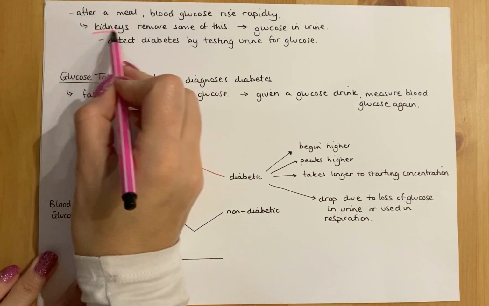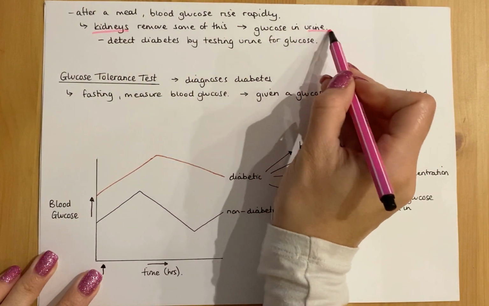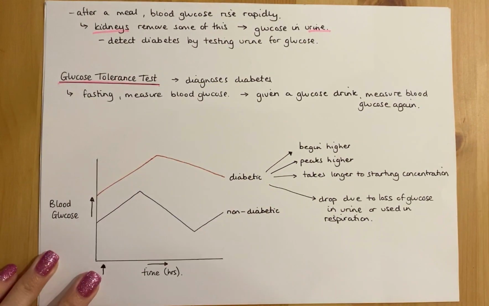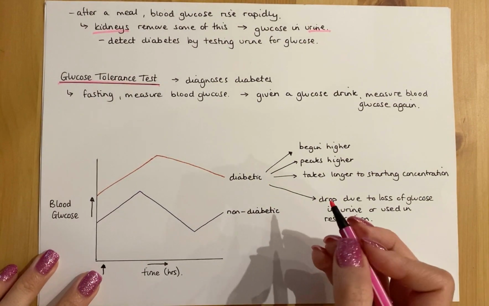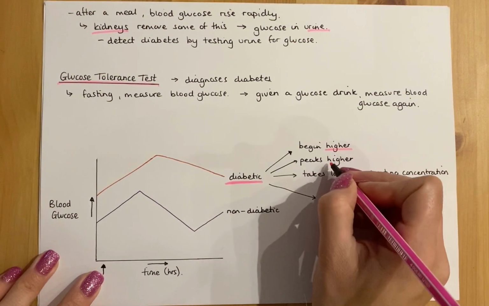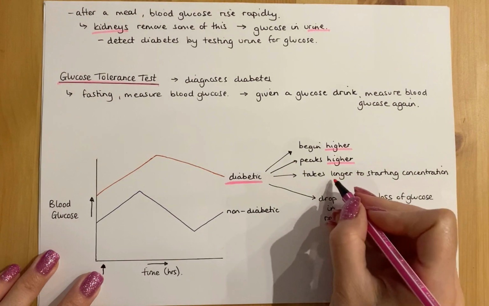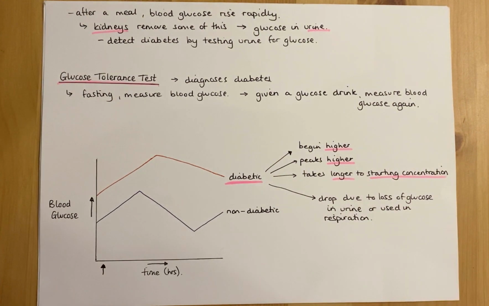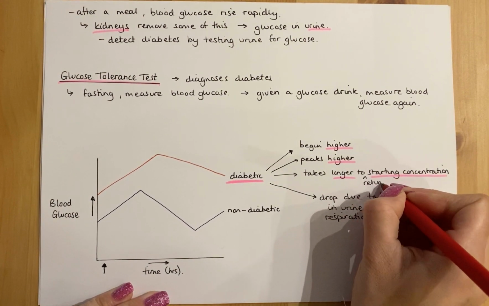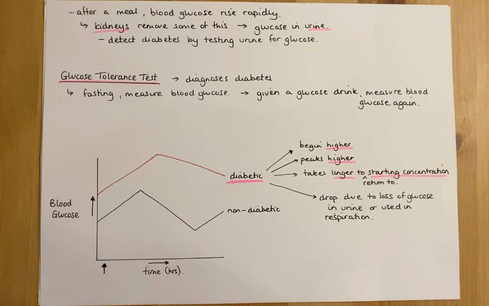Okay, so the kidneys remove some of that glucose, so you find it in the urine. And then we use a glucose tolerance test to diagnose diabetes. So a diabetic person is always up here, the person on top, because they begin higher, they peak higher, and they take longer to return to their starting concentration. Okay, so I'm going to stop now and then do the next part, which will be the obesity video.